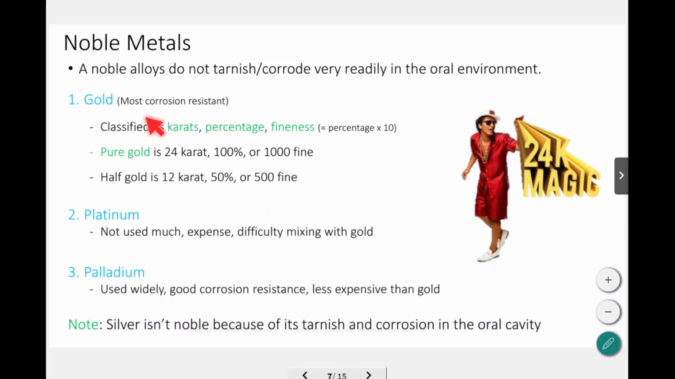So it is the most corrosion resistant metal that we have within our metals. As we said, noble alloys would not tarnish or corrode easily in the oral cavity or the oral environment. Platinum, we don't use it that much. It's expensive. It doesn't mix with gold well. And palladium, we use it more because it has good corrosion resistance and it's less expensive than gold. So these are the noble metals that we would mix with our alloys. Silver, although it's a precious metal, is not considered noble because it tarnishes and corrodes. Okay.